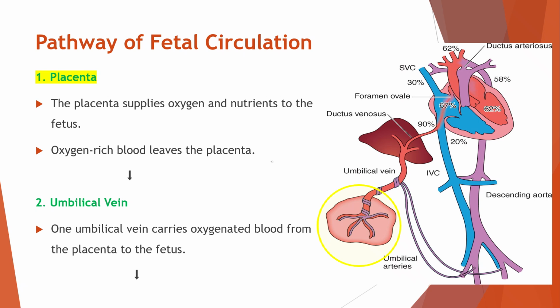The placenta is the place where the baby receives oxygen and nutrients from the mother's blood. So the journey of oxygen-rich blood begins here. From the placenta, the oxygenated blood travels through the umbilical vein. Remember, there is only one umbilical vein, and its job is to carry oxygen-rich blood from the placenta to the baby.